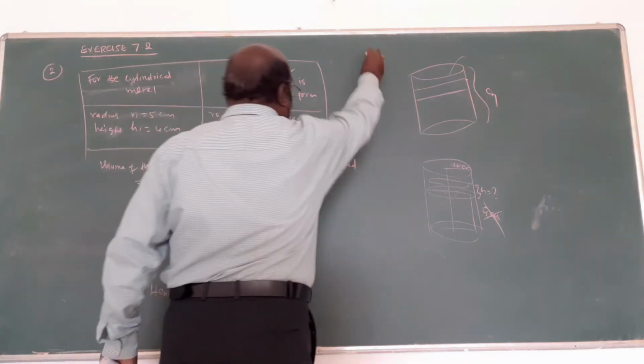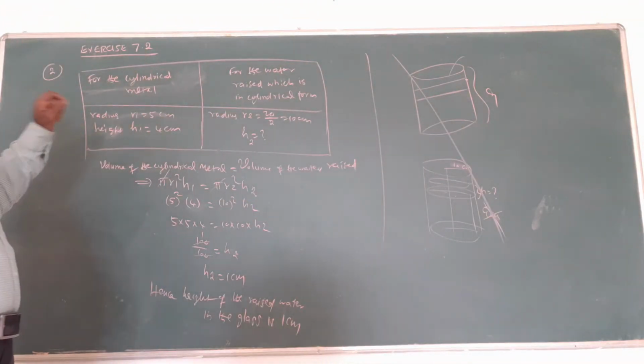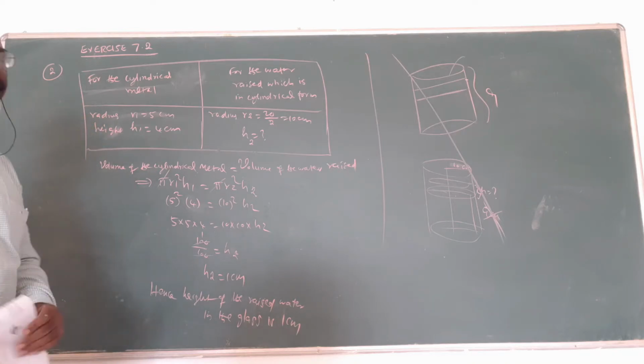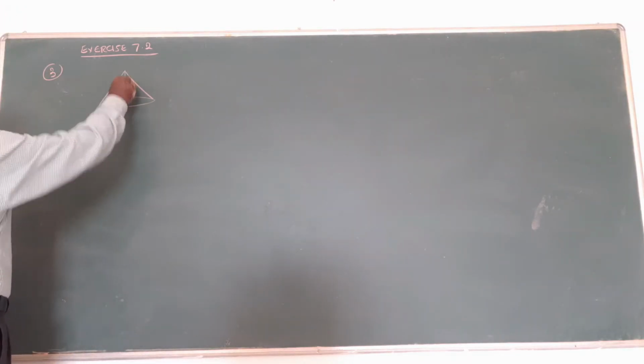This is only the explanation. You want to write this answer. You have to read the question clearly, that's very important. What is given and what is asked is very important. What is the final question? Now the third problem, the fourth.